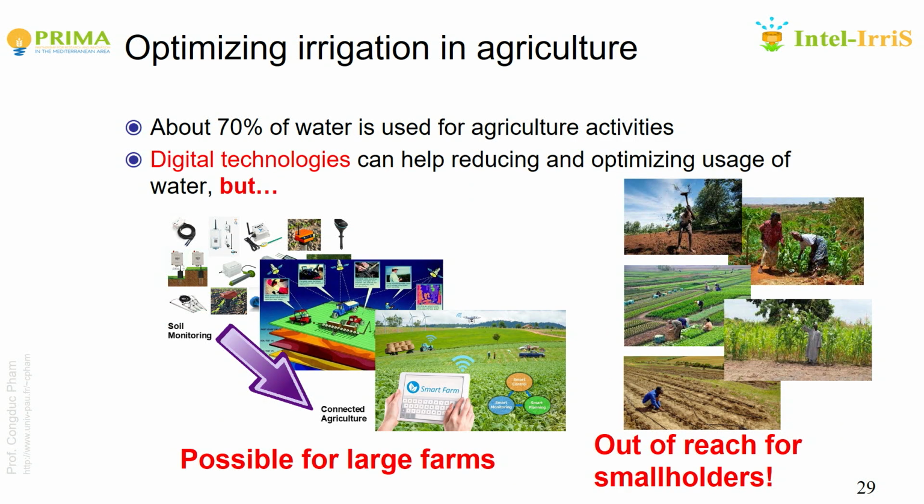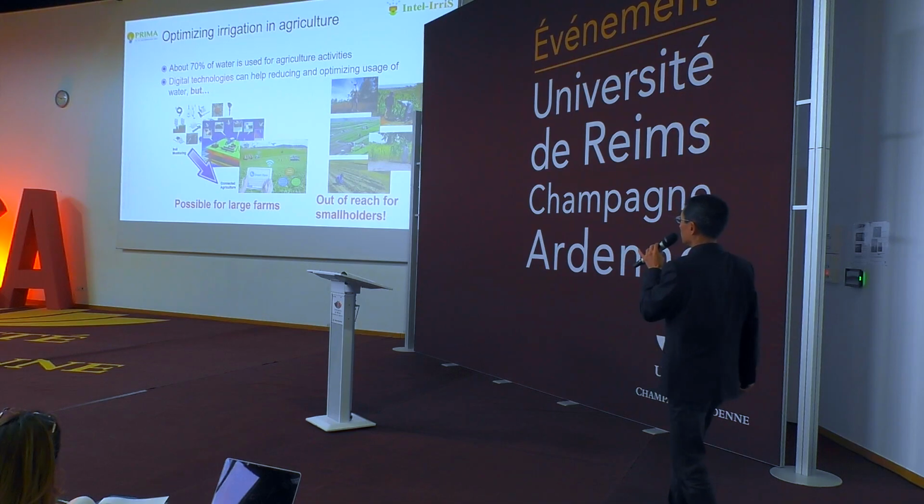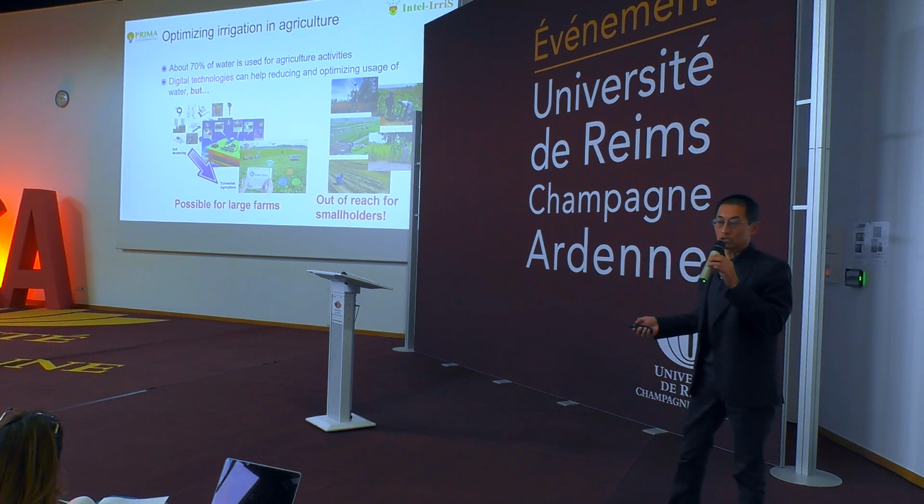Of course, we want to optimize irrigation. We know that about 50% of drinkable water is used for irrigation. We also know that digital technologies can help.